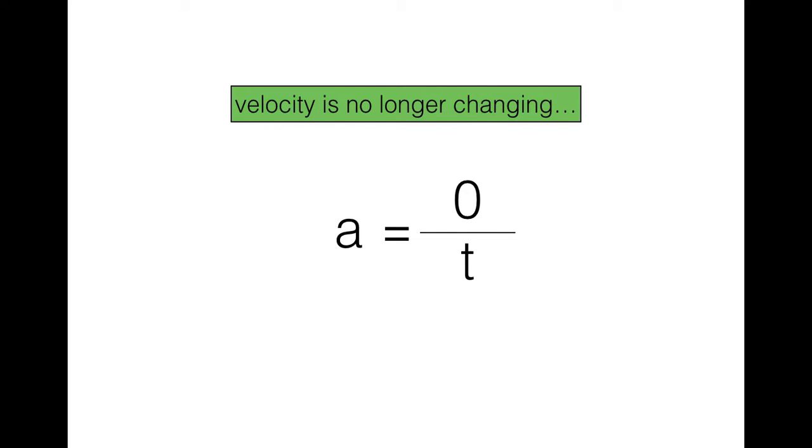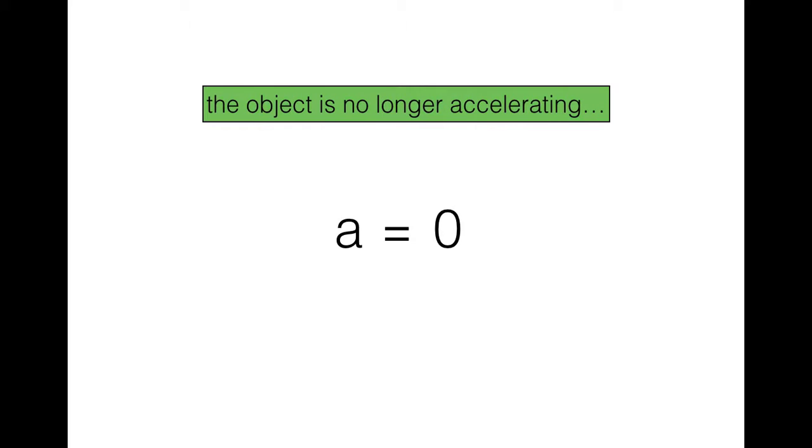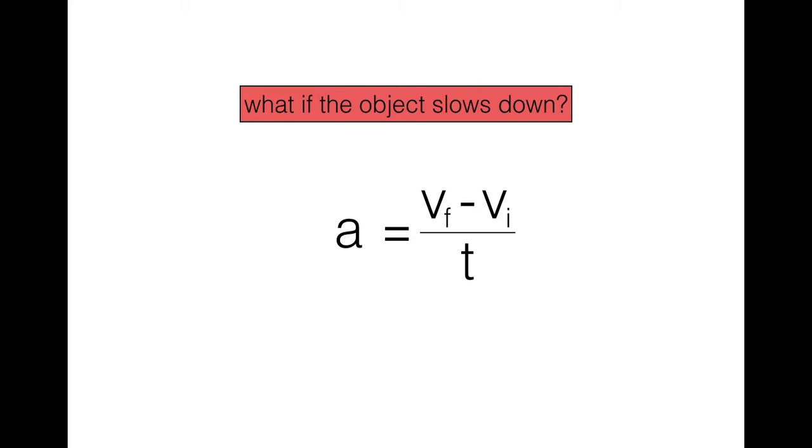Now, does that mean that the object has stopped moving? No, the object is actually still moving. It's just moving at a constant rate, which means it's no longer accelerating. It's not going faster and it's not going slower. So anytime you have a 0 in the numerator position, that means your number in general is a 0, which means there is no acceleration. And that's okay, that happens sometimes.